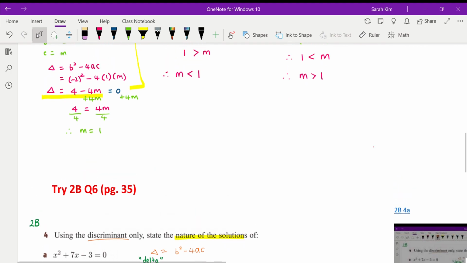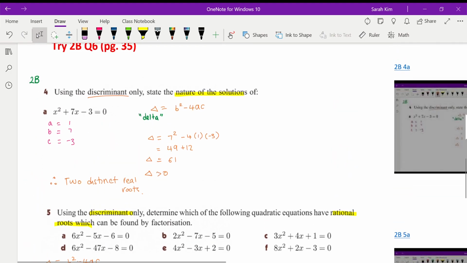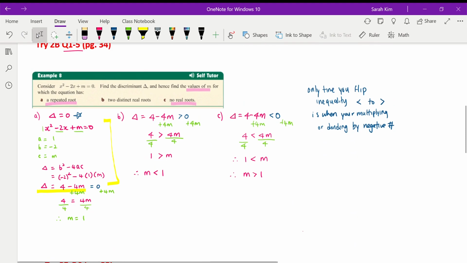Alright, so you should now be able to do question 6. Obviously, you can see that I've done some hard questions over here. Feel free to look at it only after you've attempted it.